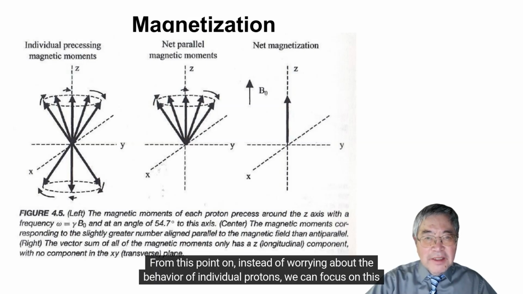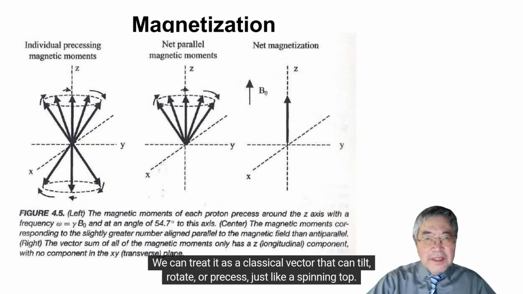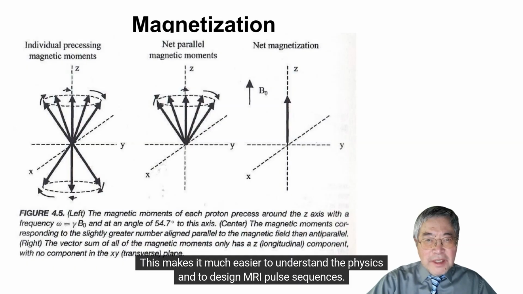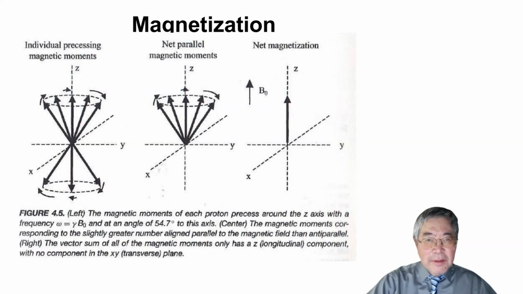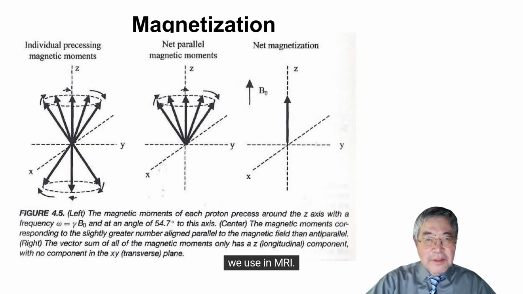From this point on, instead of worrying about the behavior of individual protons, we can focus on this collective magnetization vector. We can treat it as a classical vector that can tilt, rotate, or precess just like a spinning top. This makes it much easier to understand the physics and to design MRI pulse sequences. So magnetization is the bridge from the microscopic quantum world of spins to the macroscopic signals we use in MRI.